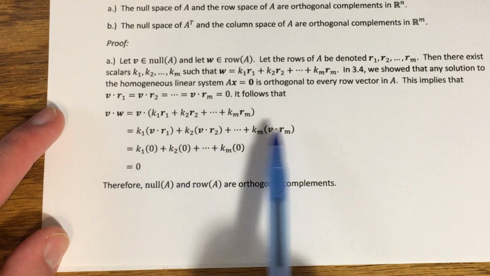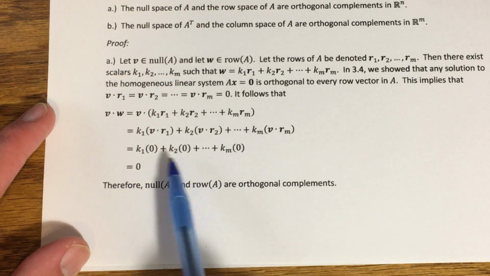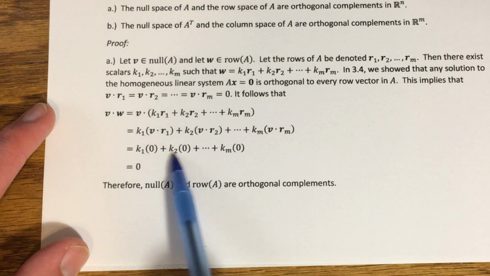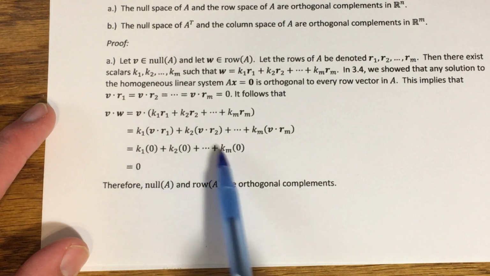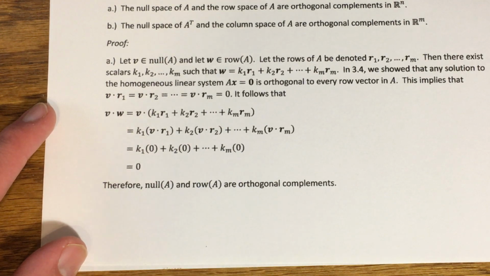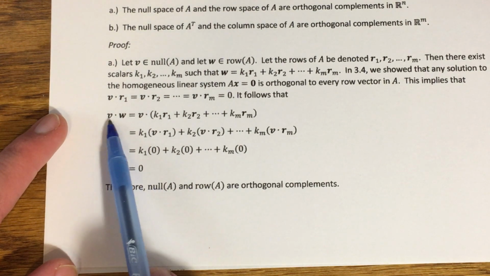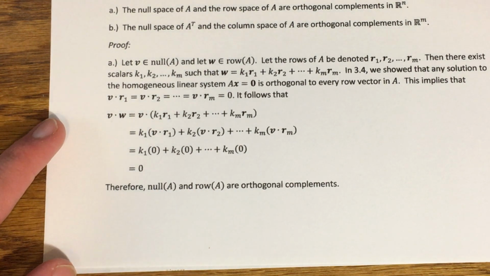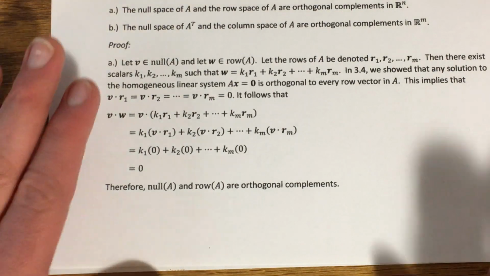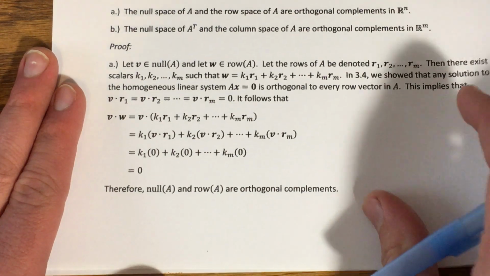So each of these dot products should become a 0, which is why I have K1 times 0, K2 times 0, and so on. All of these are going to be the scalar 0, and that adds up to just 0. So that establishes that V dot W is 0, or in other words, V is orthogonal to W, and that proves what we wanted to prove. Okay, so that's an interesting and useful fact.